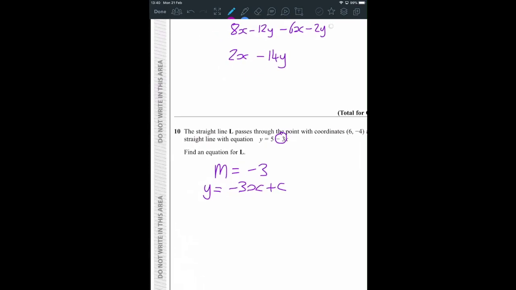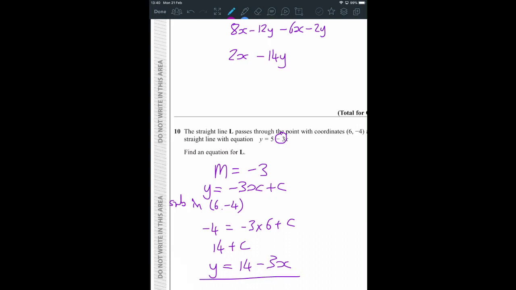but we know what m is, so we're going to sub in 6, -4. So negative 4 is negative 3 lots of 6 plus c. That's negative 18. Negative 4 plus 18 is 14. So y is 14 minus 3x.